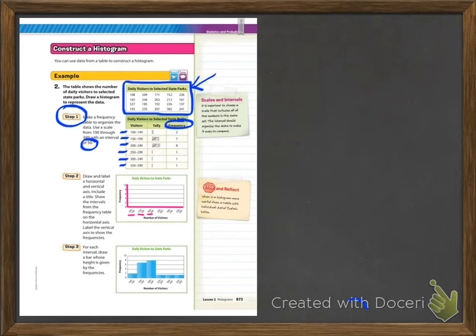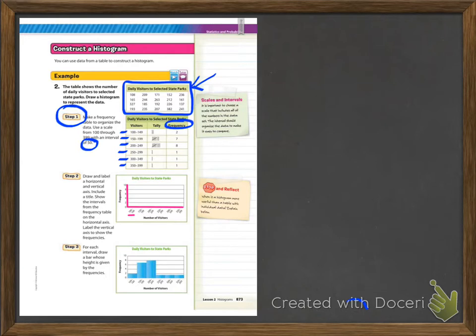It does say to label. This is super important, and it's one thing I did not emphasize in class the first day: you definitely want a label, a title, for your graph. That title can be the same one that's in your tally table, or the same one from your data table up here, daily visitors to selected state parks. And you need to label your two axes. The vertical one, going up and down, is always your frequency, that is, how many. Your number of visitors is the horizontal one, where you list your intervals.